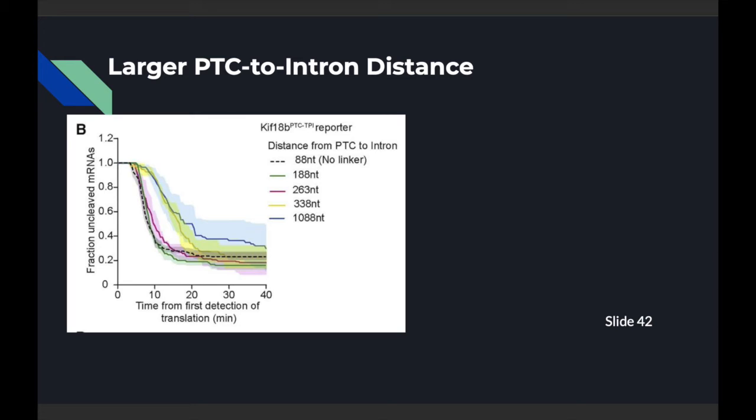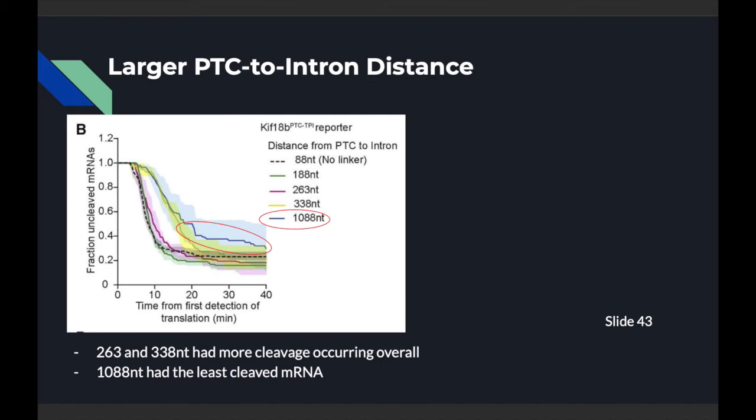Looking at larger distances, they found there was an increase in uncleaved mRNAs as the linker distance increased after 263 nucleotides. This was represented in figure 5b, where the lower the curve, the more NMD activity occurring. This was all measured by watching the movement of foci mentioned at the very beginning.